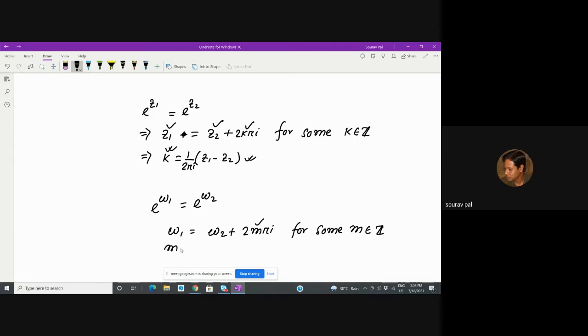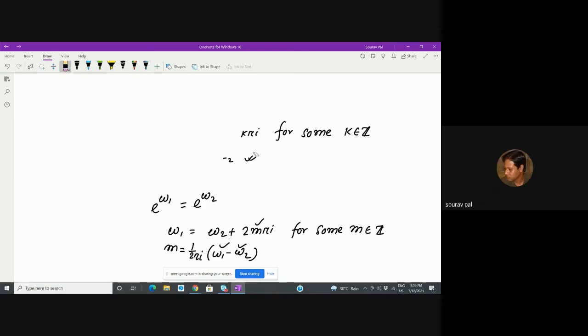Because then m is equal to 1 upon 2 pi times w1 minus w2. And this w1 minus w2 could be different from z1 minus z2. Okay. Yes. Thanks. Yeah, no issue.